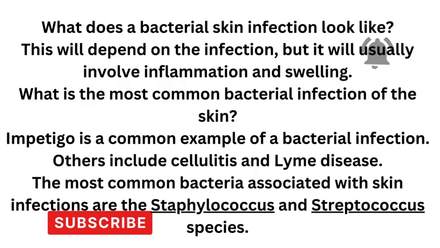What does a bacterial skin infection look like? This will depend on the infection, but it will usually involve inflammation and swelling. What is the most common bacterial infection of the skin? Impetigo is a common example of a bacterial infection. Others include cellulitis and Lyme disease. The most common bacteria associated with skin infections are the Staphylococcus and Streptococcus species.